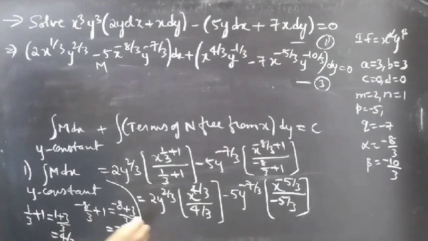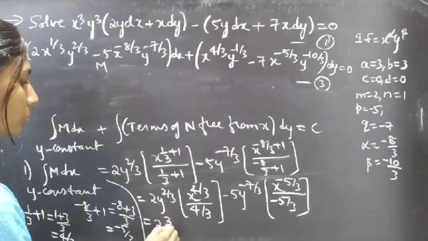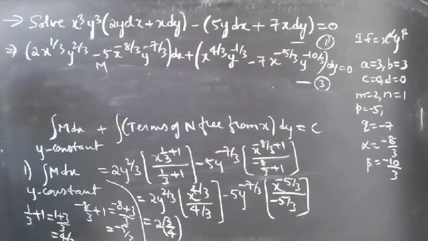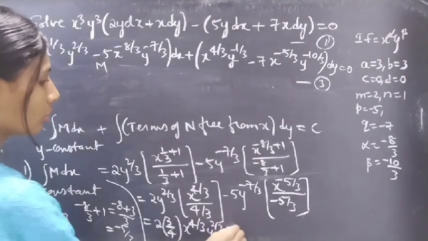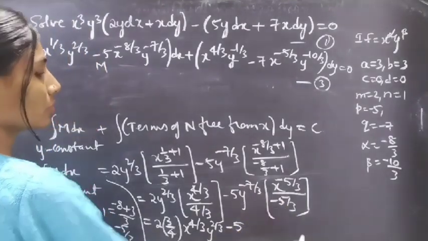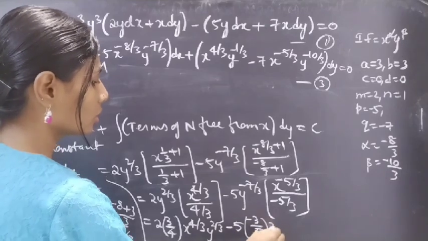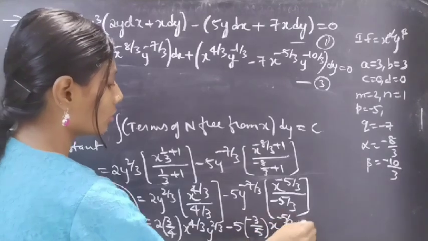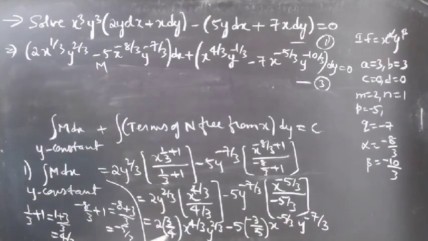So we can write this as 2 into the reciprocal of 4 by 3, which is 3 by 4, into x power 4 by 3 y power 2 by 3, minus 5 into the reciprocal of 1 by minus 5 by 3, which is minus 3 by 5, into x power minus 5 by 3 y power minus 7 by 3. Okay, so here this 5 gets cancelled.